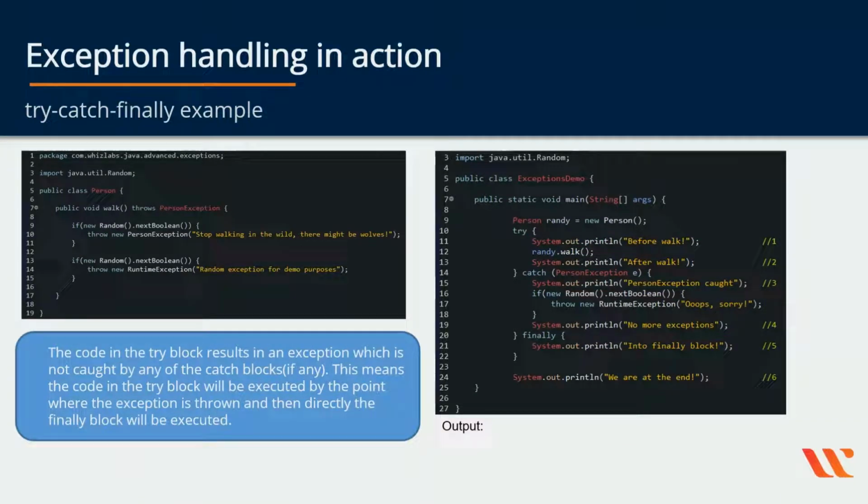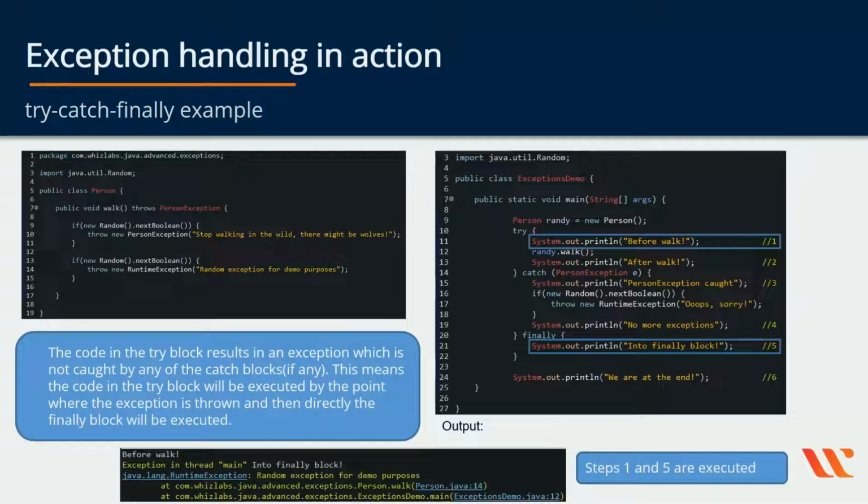Lastly, we have our third scenario. The code in the try block results in an exception which is not caught by any of the catch blocks. This means the code in the try block will be executed up to the point where the exception is thrown, and then directly the finally block will be executed. So in our example, a RuntimeException will be thrown, which is not handled by us, resulting in only steps 1 and 5 being executed. Again, the order of the printing is not really synchronized. We will learn why this is the problem and why it might happen when we reach the chapter for multi-threading.